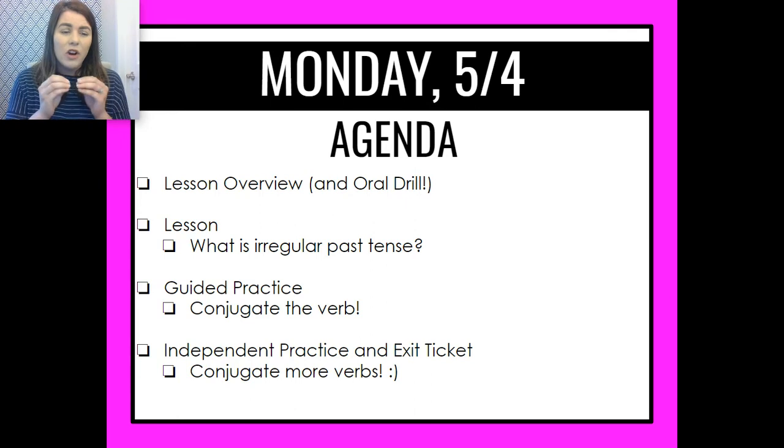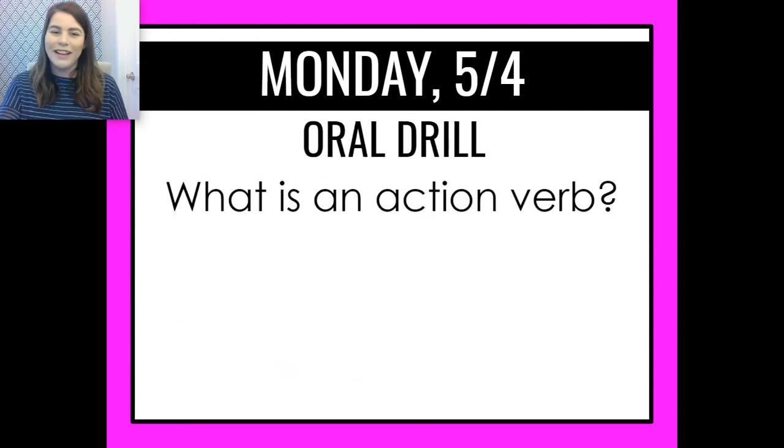Conjugate means that we're taking a verb and changing it into a tense. So we're going to take a word and change it into the past tense. Sometimes we'll need to use a regular past tense conjugation, and sometimes we'll need to use an irregular past tense conjugation. But that's what we're going to talk about today. And then you're going to do some practice on your own.